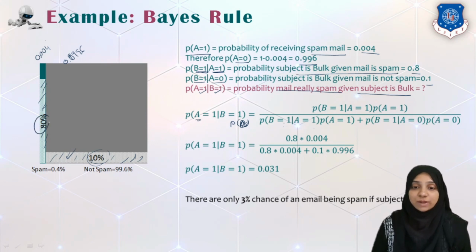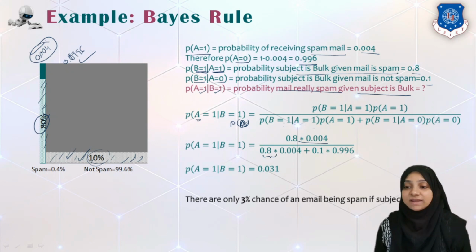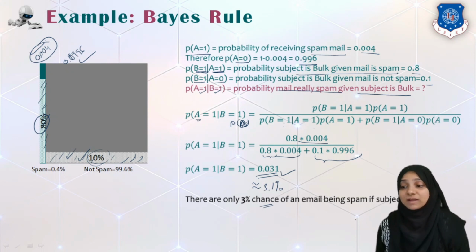So this is equal to 80% into 0.4%, that is my numerator, divided by 80% into 0.4% plus 10% into 99.6%. So out of the complete area, this value would be calculated. This value turns out to be 0.031. That means there is approximately a 3.1% chance that if any email comes in whose subject is bulk, it is spam.